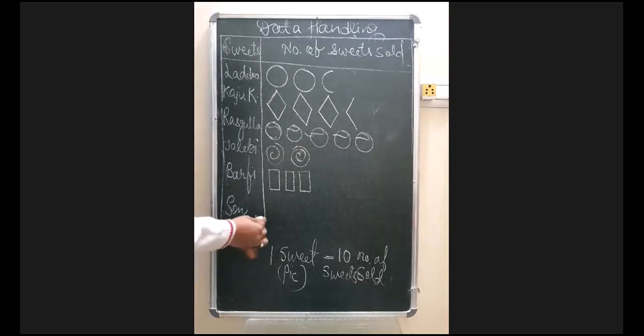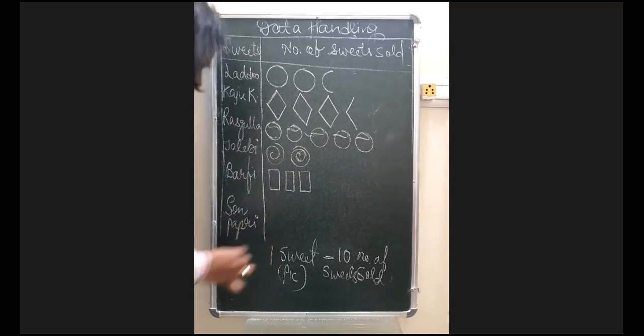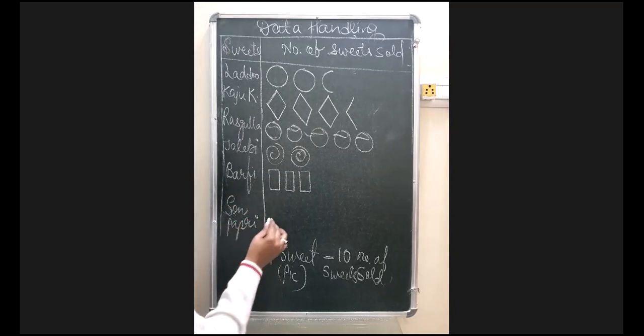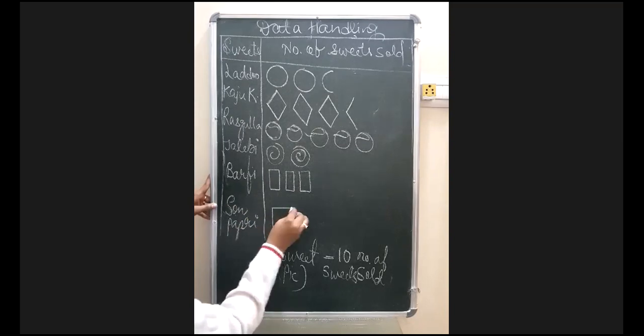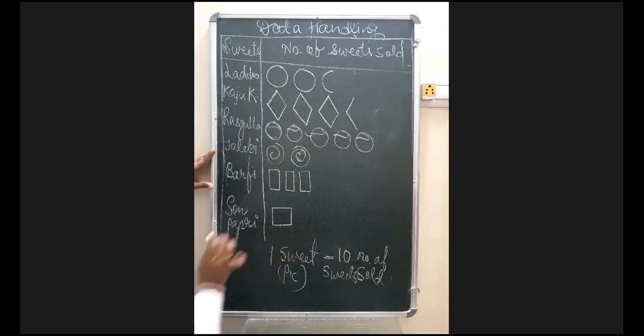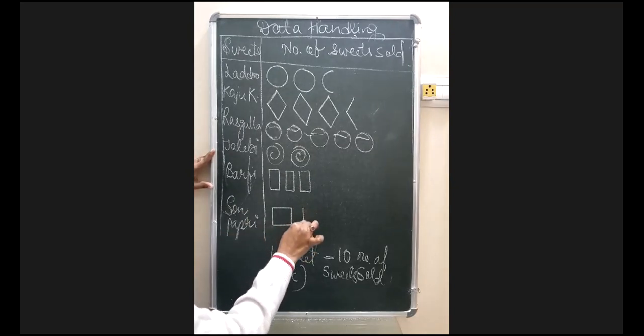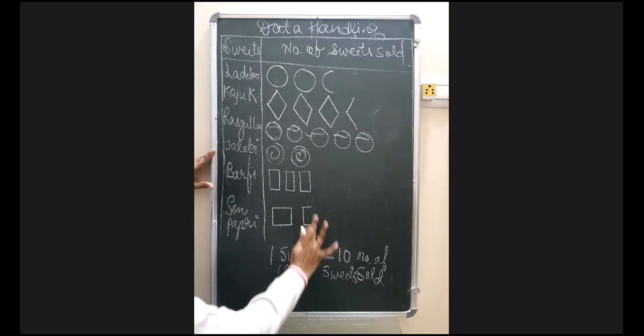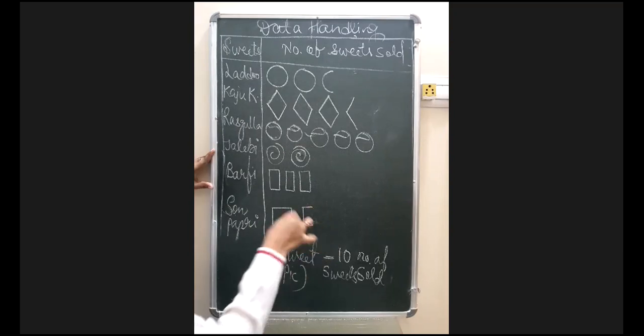And the last one, that is 15 son papdis. For 15, I am making it a square only. You can make it in a cuboid form also. ठीक है? आप cuboid form में भी बना सकते हो या cube के form में. So this is son papdi from my end. You can draw it according to your choice also. ठीक है? आप भी अपने हिसाब से बना सकते हो. So this is 15 from my side.